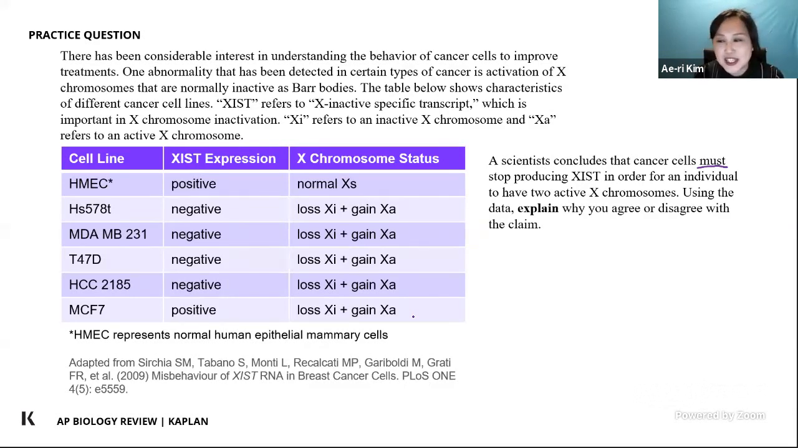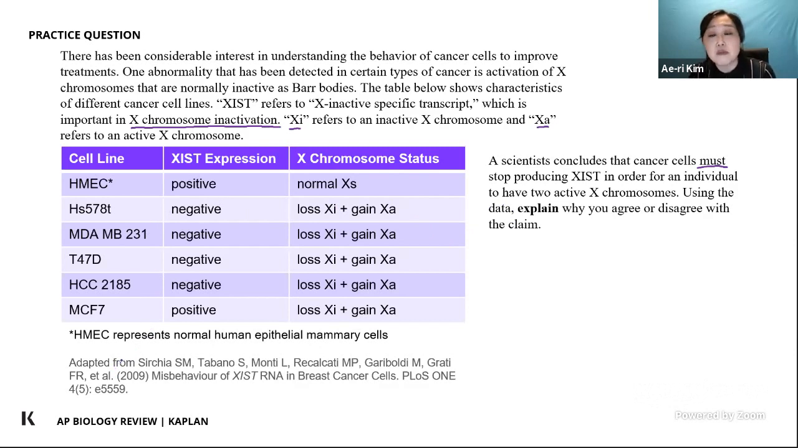Okay. So this particular one, I'll talk about what the answer is, Matthew, just one second. So we have a transcript that is important in X chromosome inactivation. And I think the prompt is pretty clear, and you might know this from your content background. When you have two X's, one of them is going to be inactive. You don't actually have both active X's. And so you have XI, which is the one that is inactive, and then XA, which is the active one.